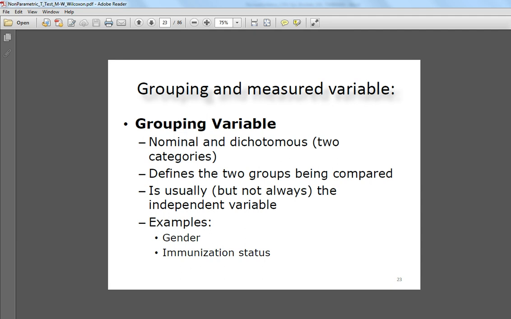Let's move on to grouping variables, and again, I think it's easy to explain this when we go to the different examples. Examples are nominal and dichotomous variables, such as two categories. It defines the two groups being compared. It is usually, but not always, the independent variable. So examples of grouping variables are your gender, male versus female, immunization status, immunized versus non-immunized. There are so many grouping variables that you can do when you are trying to compare the means of two independent samples.